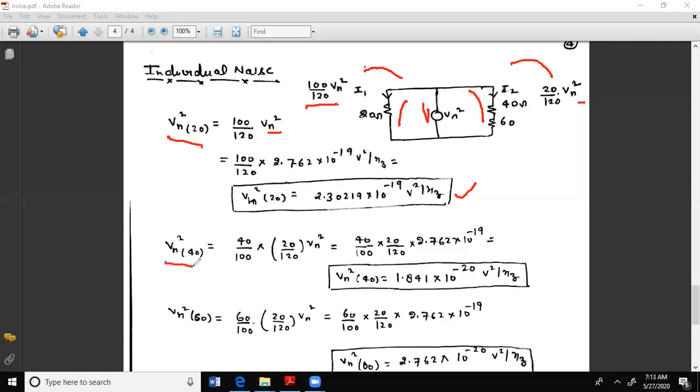For the 40 ohm resistance, in the right hand side, again we have two resistances, 40 plus 60. So the factor multiplied in the right hand side is 40 divided by 40 plus 60, and the total noise in the right hand side. If we want to calculate the noise due to the 60 ohm, the factor is 60 divided by the total resistance into the right hand side, and the total noise in the right hand side. So this term represents the total noise in the right hand side.